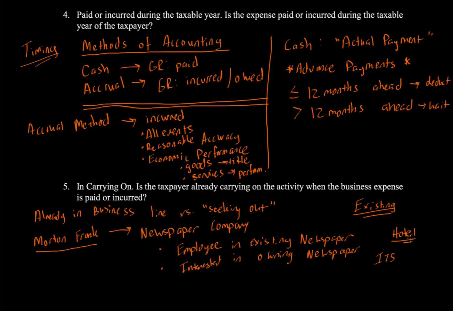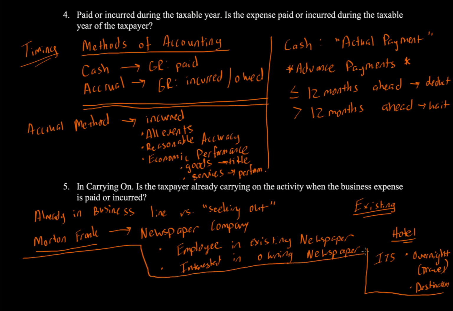So the hotel motel, they contrast overnight hotels where you just stay the night just for travel, right? Travel hotels with destination hotels. So that's another example of where you can see some distinguishing idea here. So that's Morton Frank, and there's also the hotel line that helps you understand that idea.